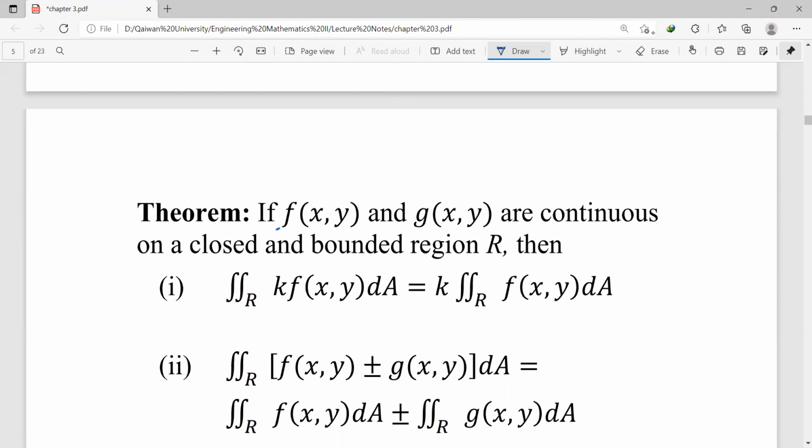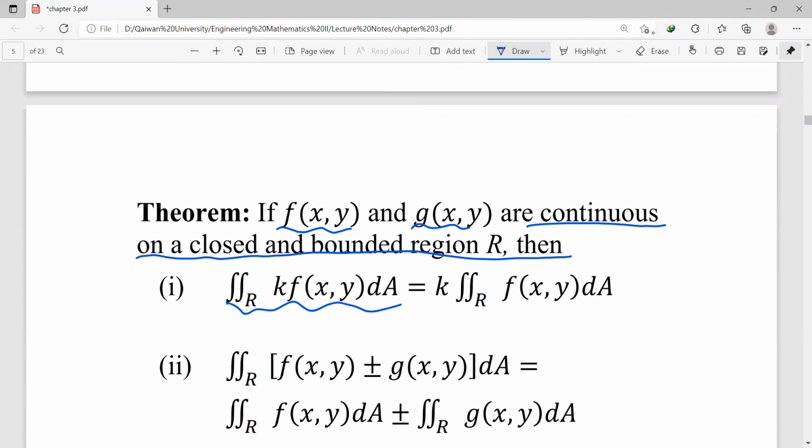We say if f of xy and g of xy are continuous on a closed and bounded region R, then the double integration over the region R for k times f of xy dA equals, here we can take this constant out of the double integration. That means if we have a constant multiplied by a function, we can take it out of the double integration. We have k times f of xy. We can bring it out of the integration.